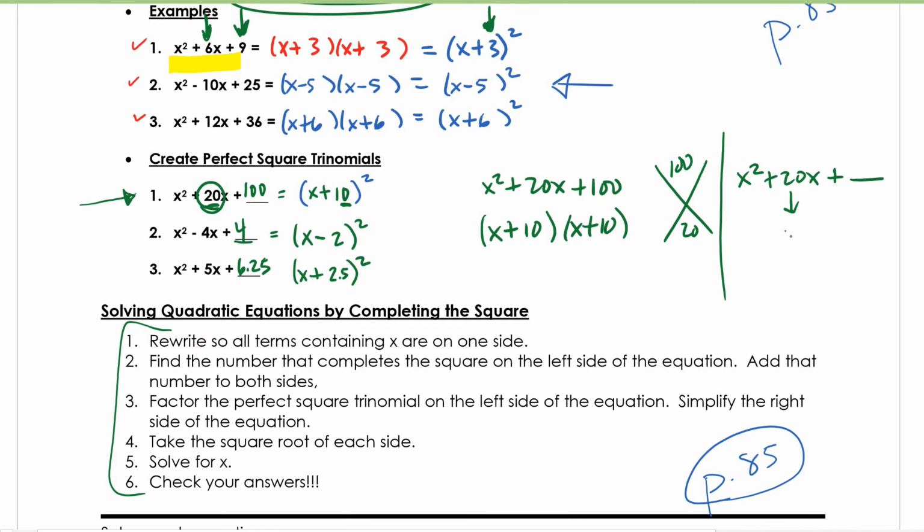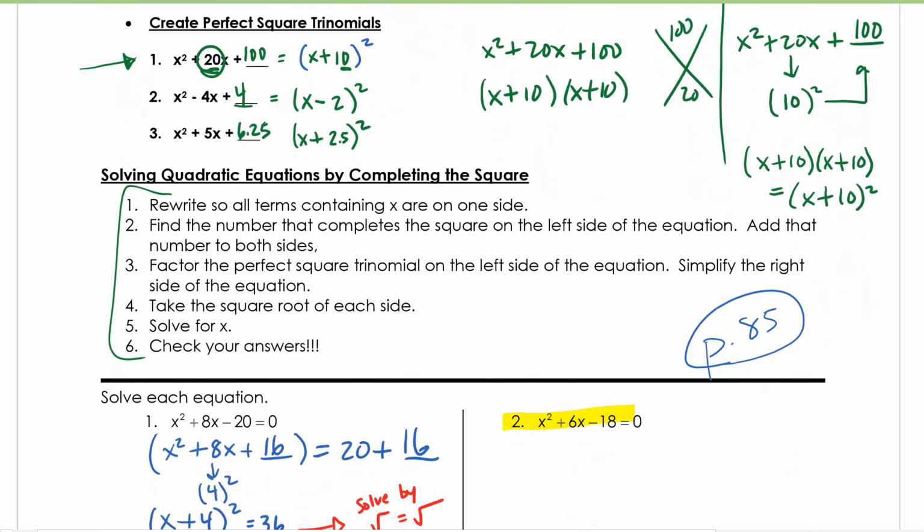I take the number 20, I cut it in half, that's 10. I square it and I replace the new number, 10 squared is 100, in the blank right there. And then what do I get? The factors of 100 that make 20 are going to be x plus 10, x plus 10. Because those are both exactly the same thing, I can write that as x plus 10 squared. Okay? So that's the process to complete the square.